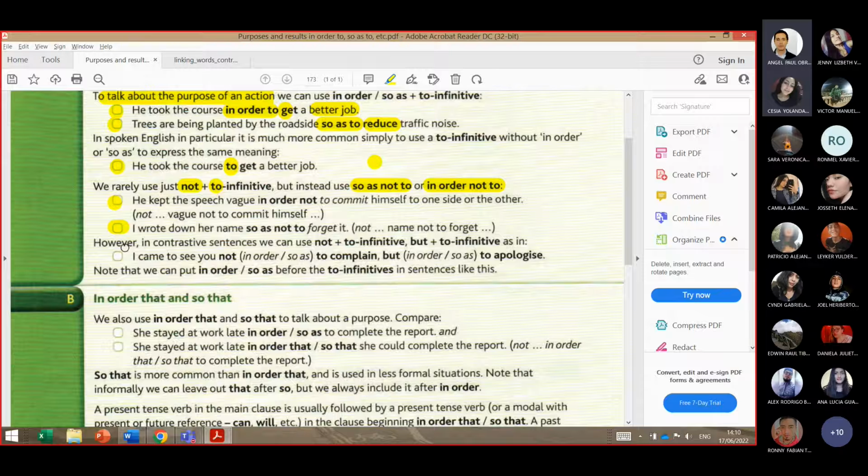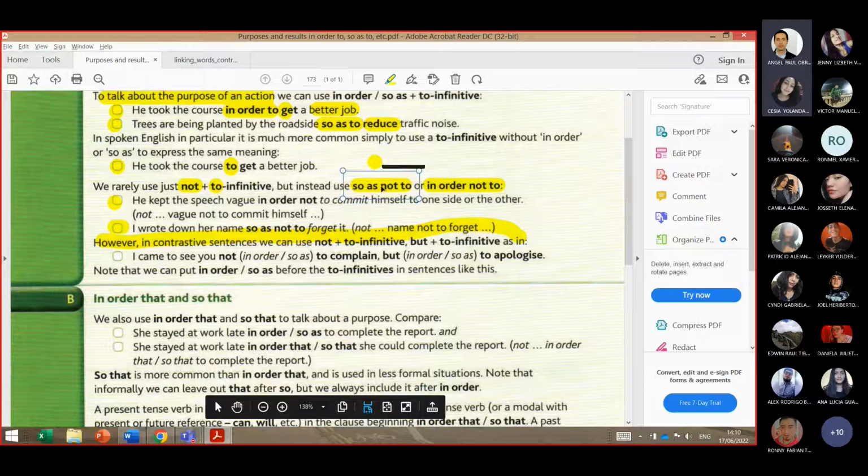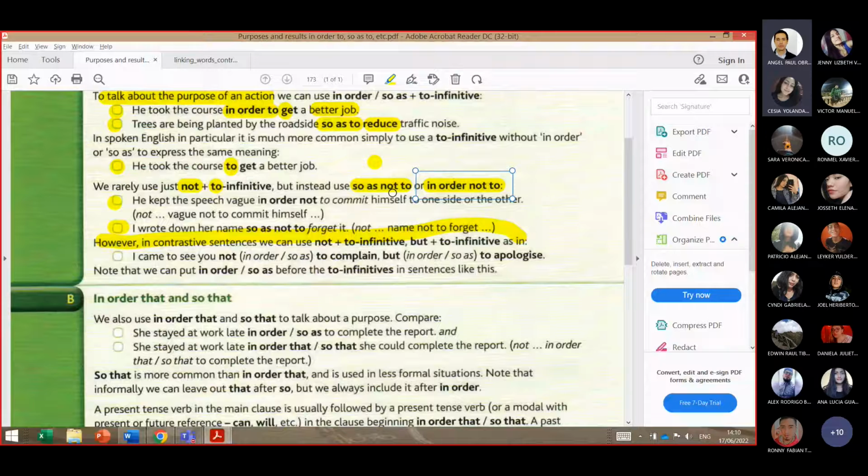Miren aquí. So, however, in contrastive sentences, we can use not to infinitive, but to infinitive as in. Ya, bueno, esto no es tan importante. Ya, estos dos generalmente lo pueden utilizar cuando tienen aquí este not, ¿sí? En vez del not plus to infinitive, ¿ok?